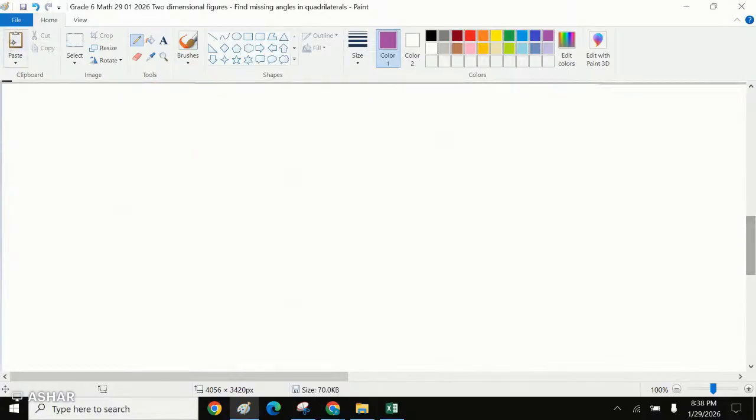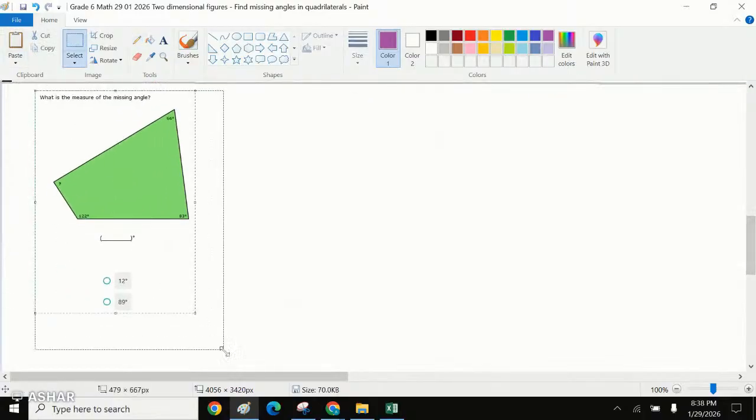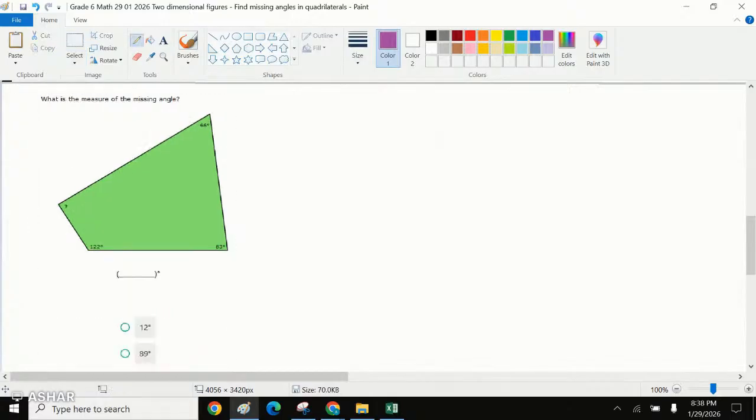Okay, so the first question from the test states this. I'll write down the angles. This was 122. This was missing. This was 66. And this was 83. This is question number 1 from the test. You might have a different question on your screen when you click onto the test. So let's do this on my screen.